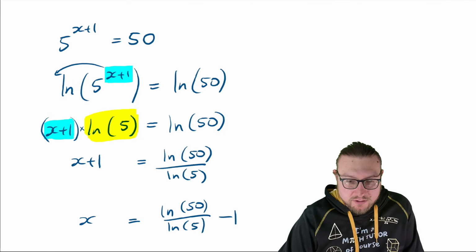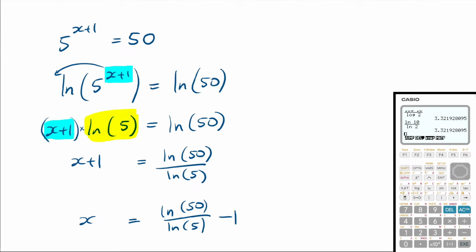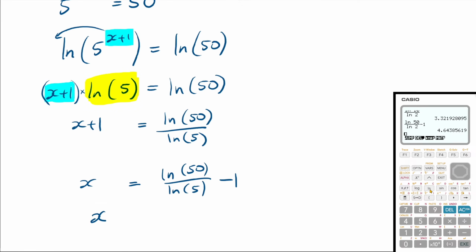So if we go to our calculator, we're going to go fraction, natural log, please, thank you, of 50. And then in the denominator, we're going to go natural log of 5. And then minus 1 afterwards, which is 4.64. So we have x is roughly 4.64, 2 decimal places. Okay, wonderful.